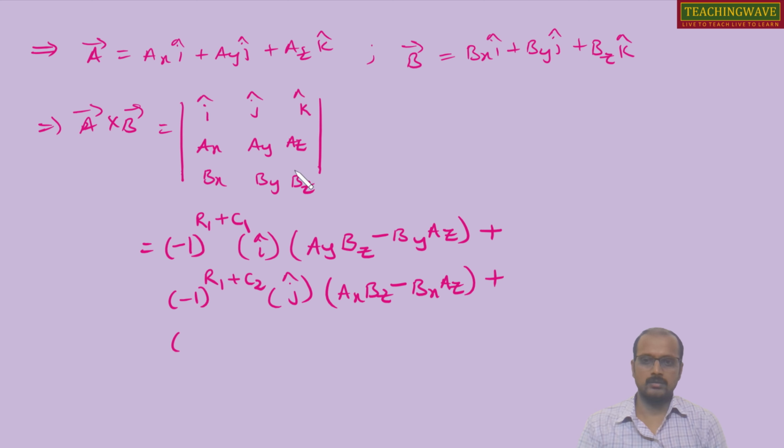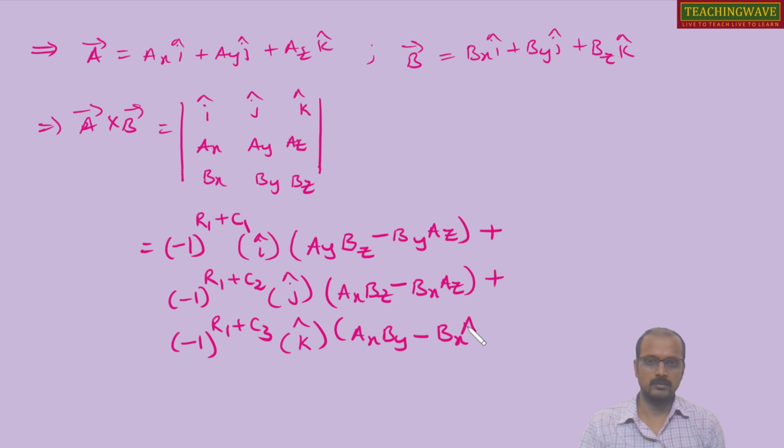Plus, the first row third column cofactor is k cap. If you eliminate the first row and third column, the remaining things are a_x, a_y, b_x, b_y, so a_x b_y minus, in reverse order with a negative sign, b_x a_y.